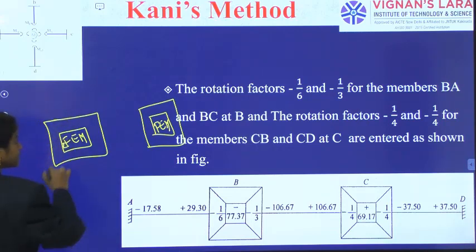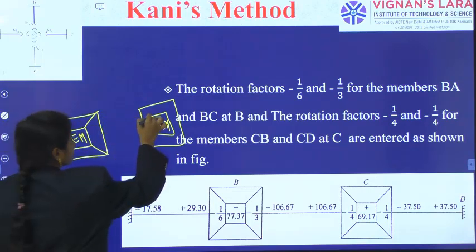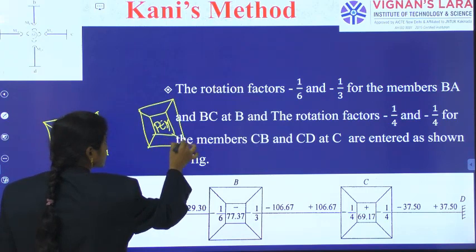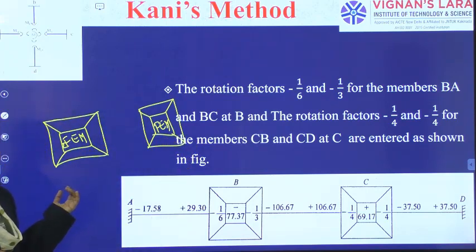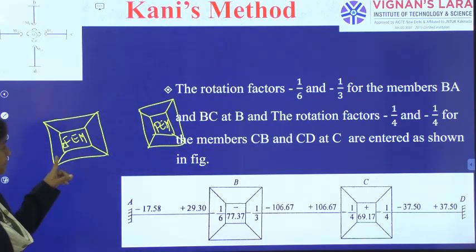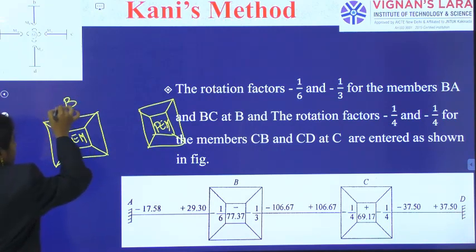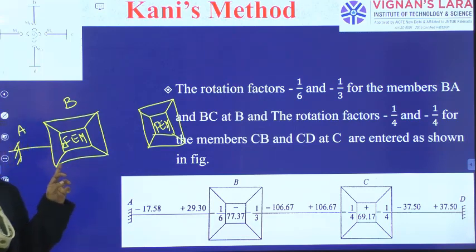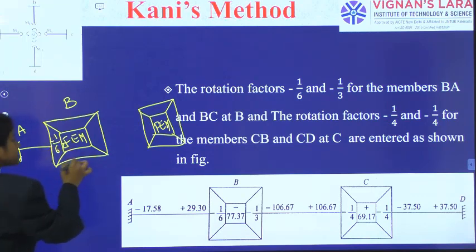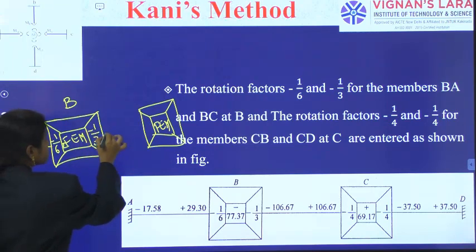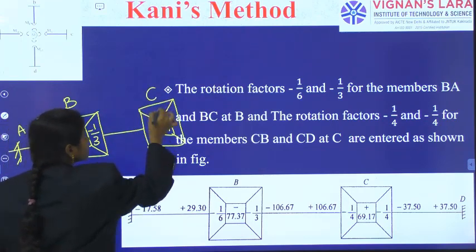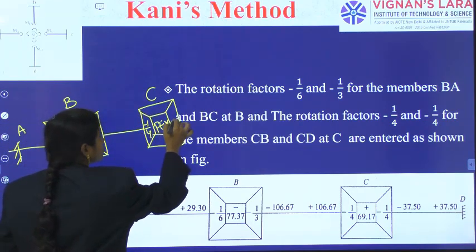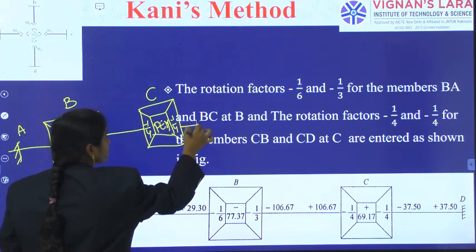And later we are developing these corners for our steps, only to give clarity for the steps, so that in the appearance itself we can see what things I am doing. Next, this is joint B. Now from B towards A, there is a rotation factor. That value is minus 1 by 6, and this value is minus 1 by 3. And also from C towards B, minus 1 by 4. This is also minus 1 by 4.